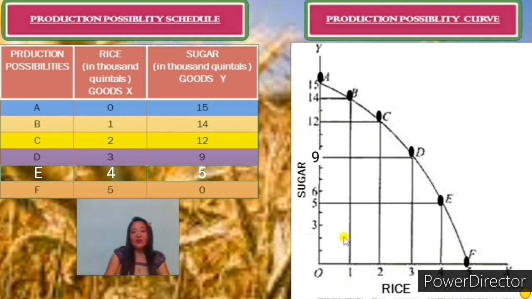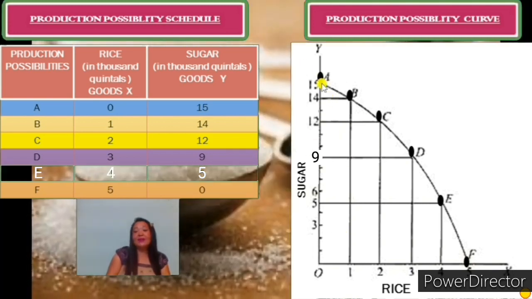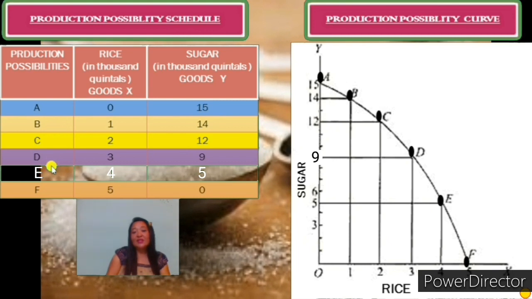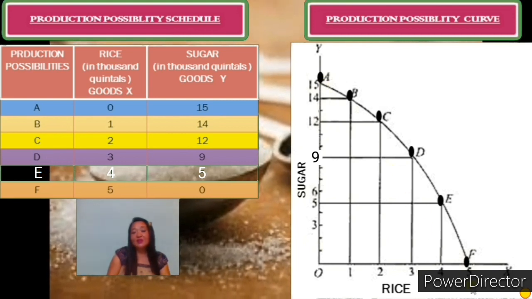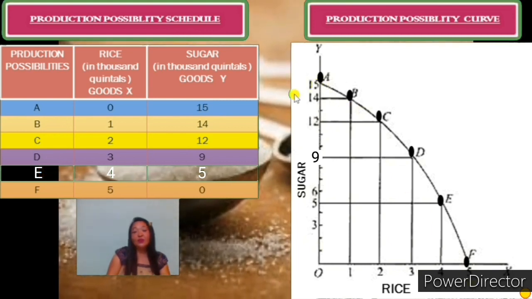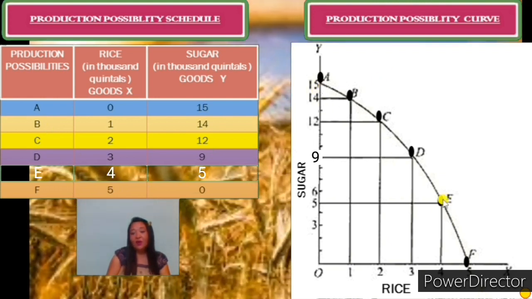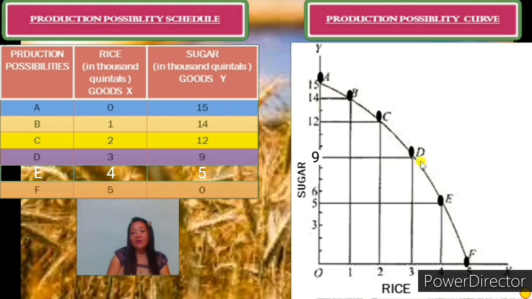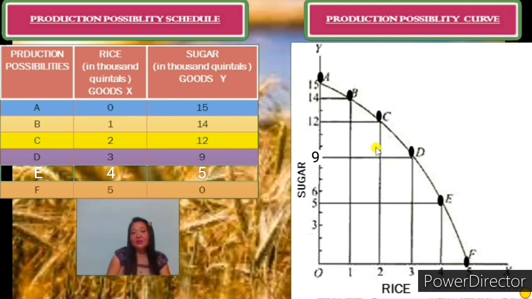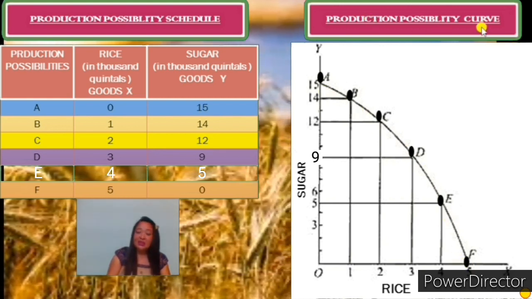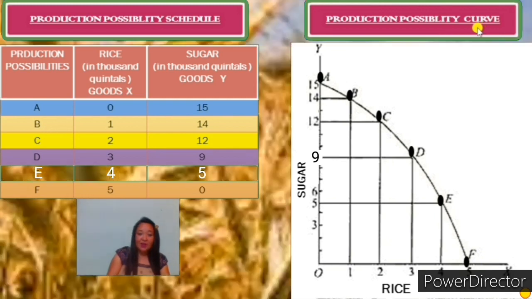Alright, so this is your graphical representation. Then what happens is that when you join all these points that have been formed with all these combinations, you form a curve. So this is your curve here, and this is your production possibility curve.